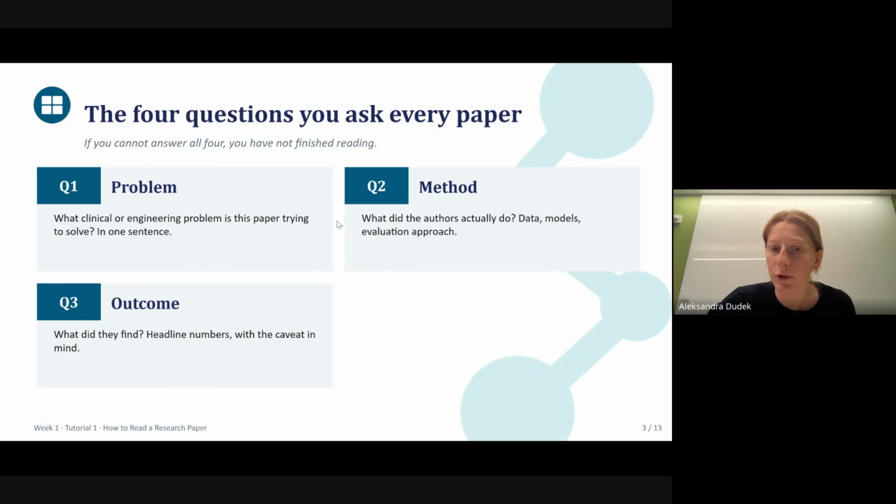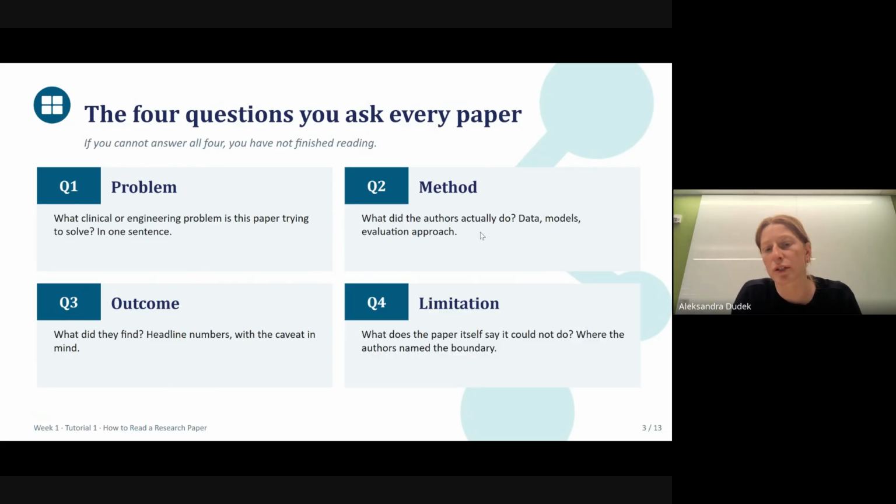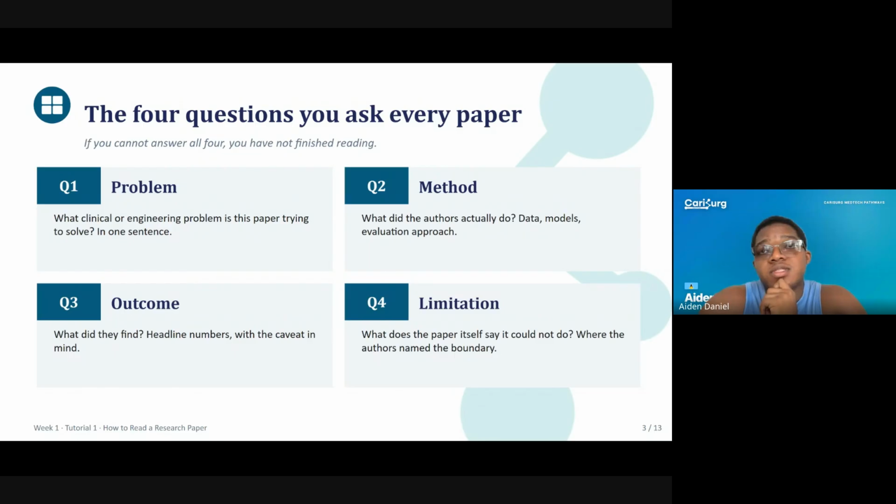And then the last of the four questions is limitation. Does anyone want to expand on what limitations mean? Yeah, go ahead, Aiden. Right. So limitations would be the boundaries and what the paper wasn't able to accomplish or wasn't able to follow through with. So yeah, boundaries to indicate the limits behind what it is you're trying to accomplish.